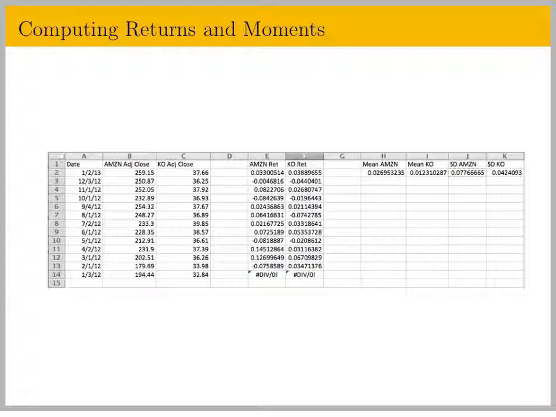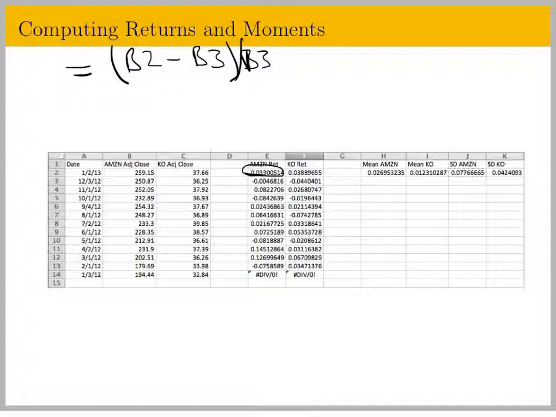So in this case, that is computed by taking, in cell E2, right here, let me go ahead and circle it, I would actually write equals B2 minus B3, all divided by B3.